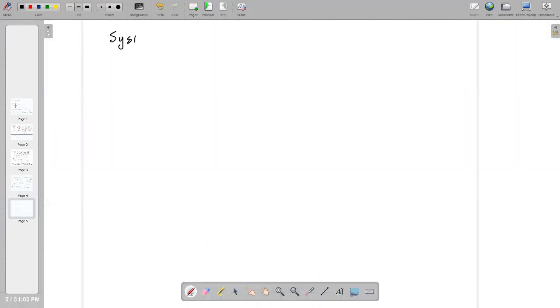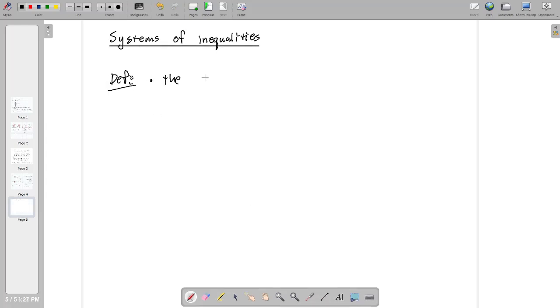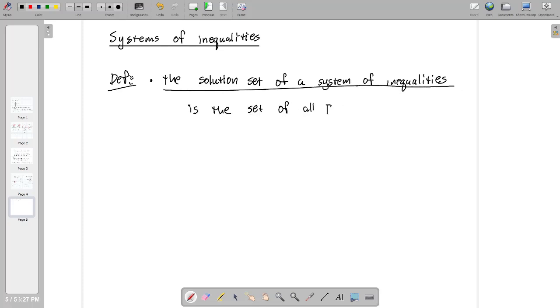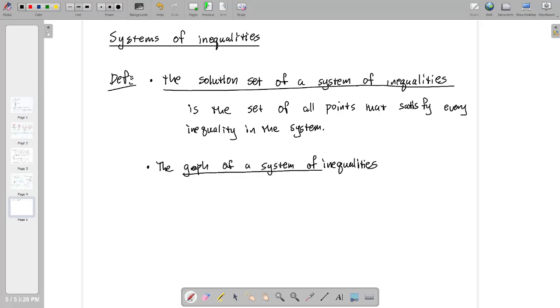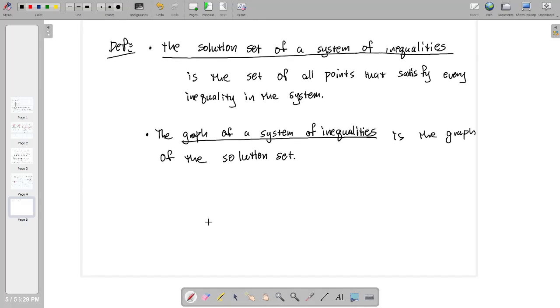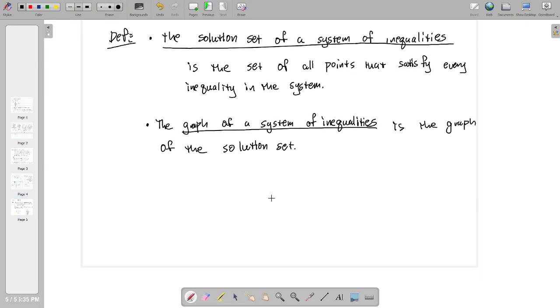The next topic I want to talk about is systems of inequalities. Definition. The solution set of a system of inequalities is the set of all points that satisfy every inequality in the system. Graph of a system of inequalities is the graph of the solutions. When we're talking about a system of inequalities, we're basically talking about 10.8 and the rest of the chapter, but having inequalities instead of equalities.